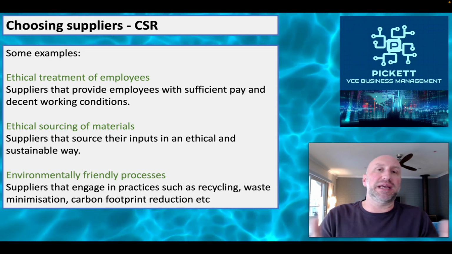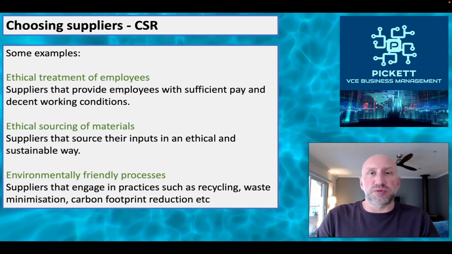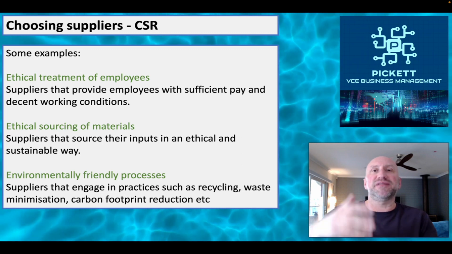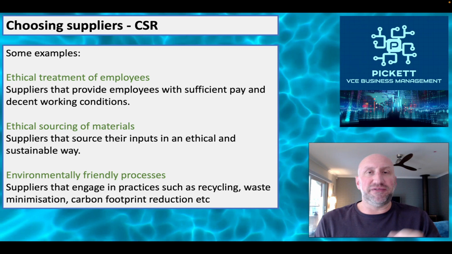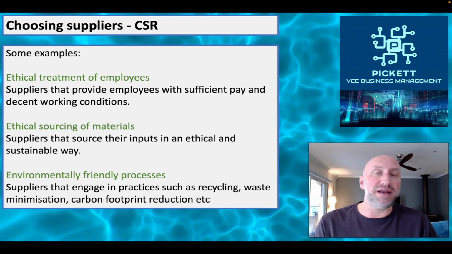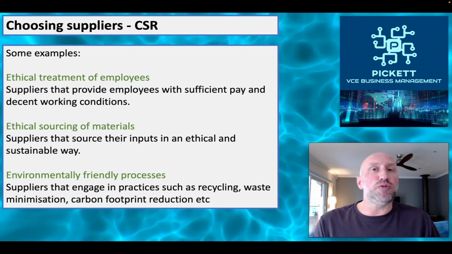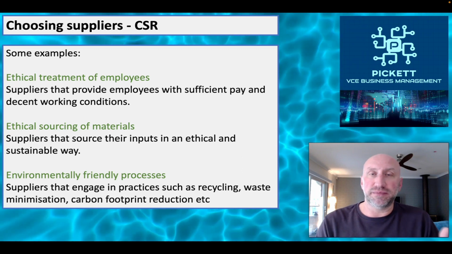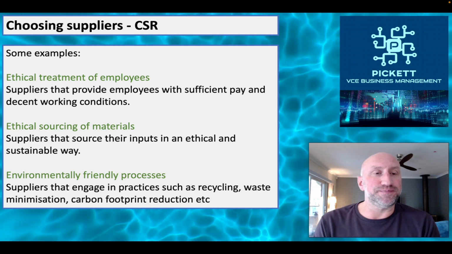If you're meeting legal obligations, you're paying minimum wage. That's not being socially responsible. That's just meeting legal requirements. Being socially responsible is kind of going above and beyond. Ethical treatment of employees, and I'll give you some examples in a minute, is probably more to do with if you're dealing with suppliers in other countries that don't necessarily have the same legal protections around their workers, their employees that are working in businesses. And again, in a minute, I'll give you an example.